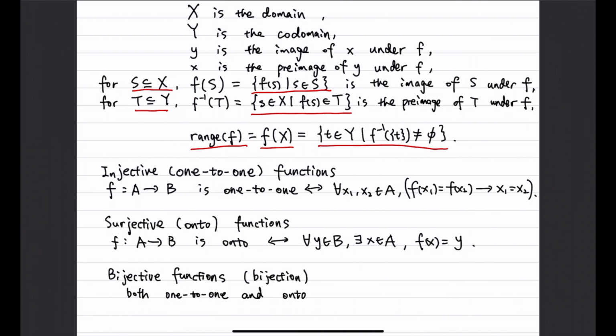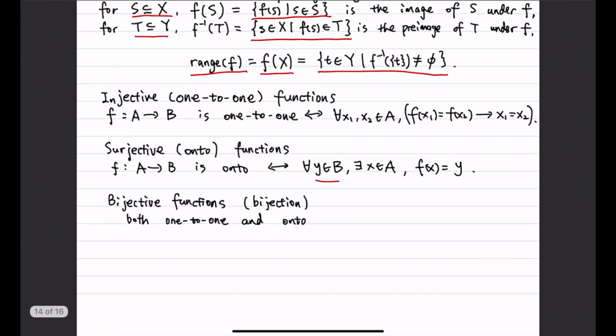And f from A to B is onto if for every element y of the codomain B, there exists an element x in the domain A such that y is the image of x under f. In other words, every element in the codomain has a pre-image. A function that is both one-to-one and onto is called bijective, and a bijective function is also referred to as a bijection.